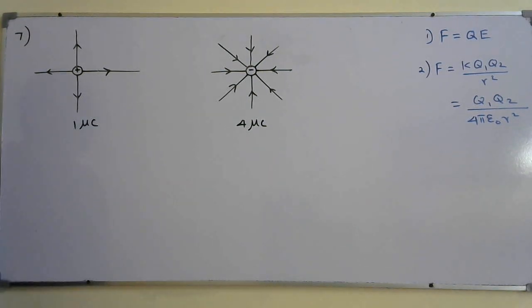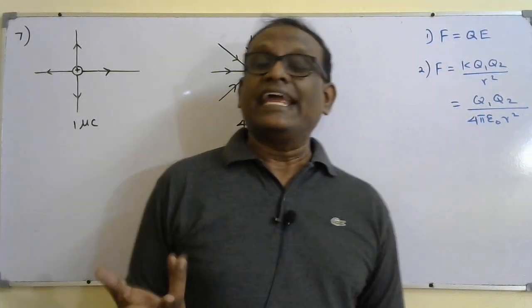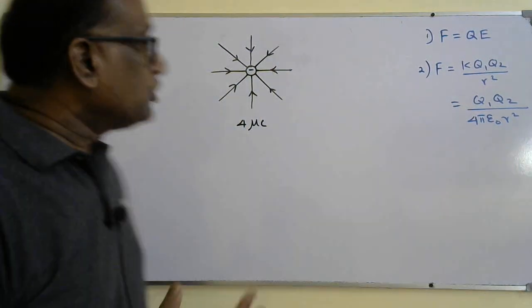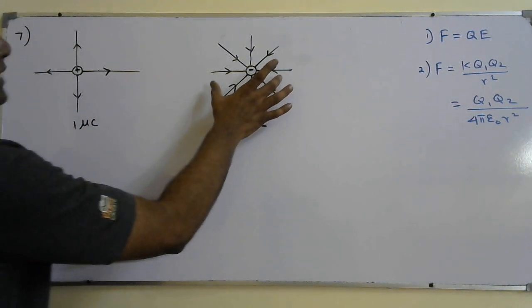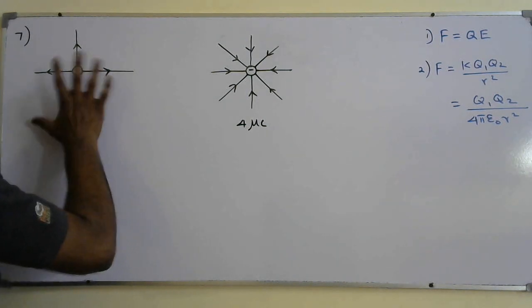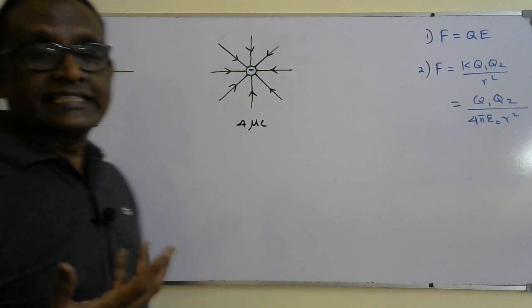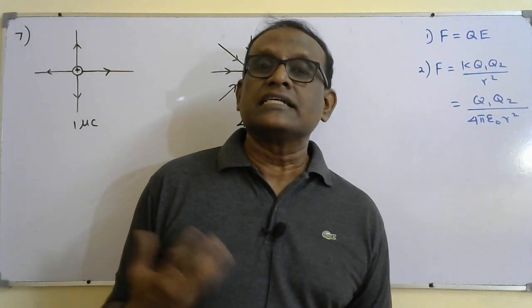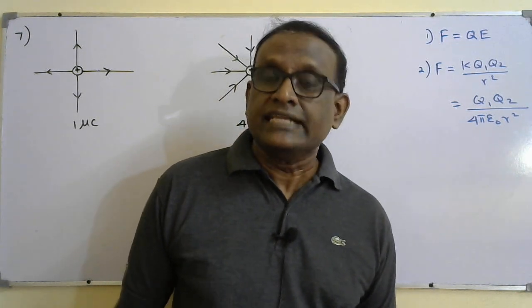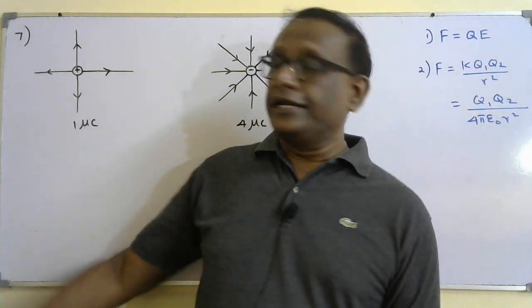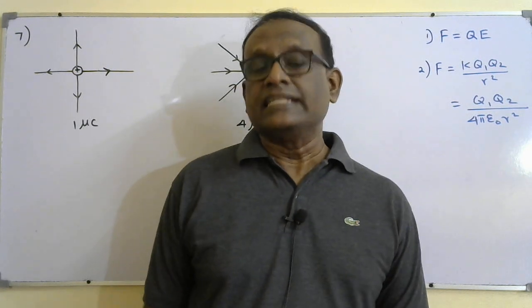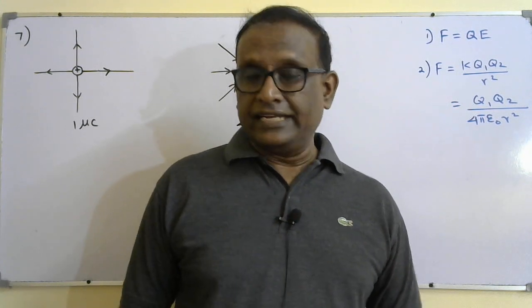This type of field line is called radial field. Radial field means the field lines appear to be converging towards a point or diverging from a point. That type of electric field pattern is called radial field. In radial fields, the strength of the field depends on the distance from the point charge, or is inversely proportional to the square of the distance from the point charge.